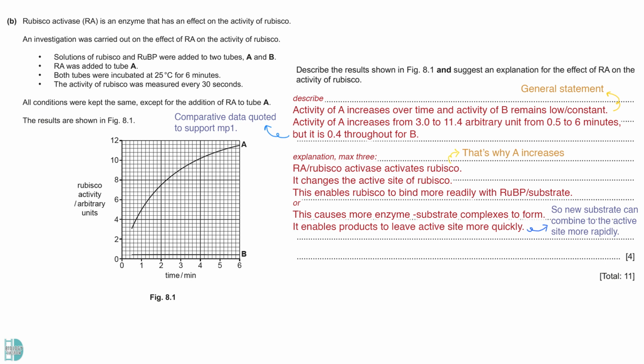There is a mark for AVP. For example, you can say that RA is a cofactor for Rubisco. It binds to the enzyme and assists its binding to the substrate.